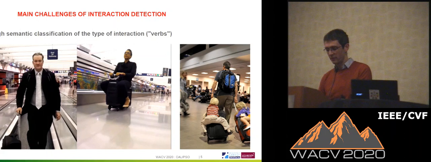Finally, you need to qualify the interaction type. For example, what is the fine-grained difference between holding a suitcase, carrying a suitcase, sitting on a suitcase, riding a suitcase? That's quite a tough problem.